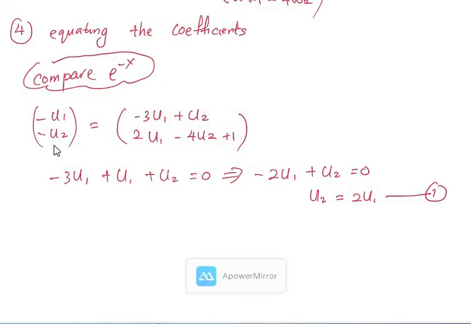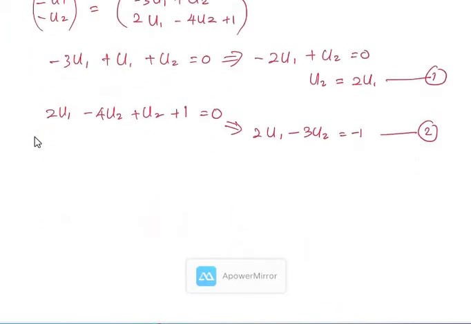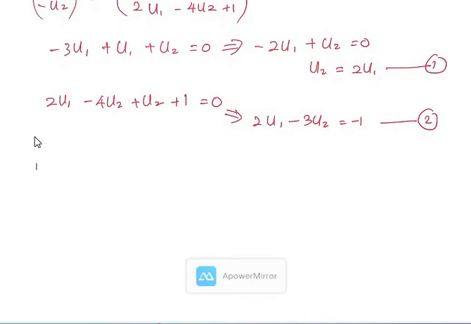And then for the second row, we have 2u1 minus 4u2 and then plus u2. Okay, we take it from the left hand side. And then plus with 1 equal to 0. So when you simplify, you get 2u1 minus 3u2 equal to negative 1. So I assume this is equation number 2. So I insert equation number 1 into equation number 2. So I get 2u1 minus 3u2. So u2 is 2u1 equal to negative 1.